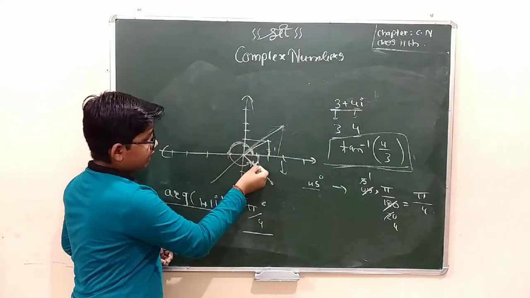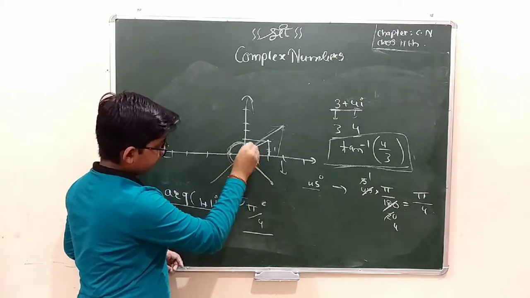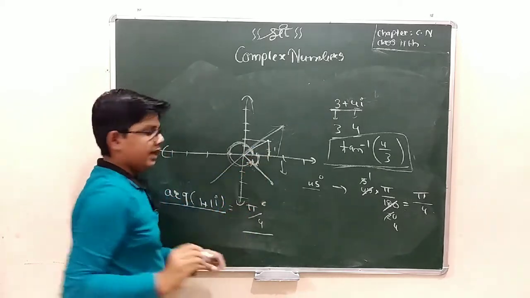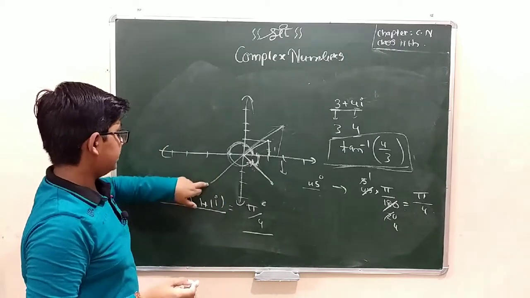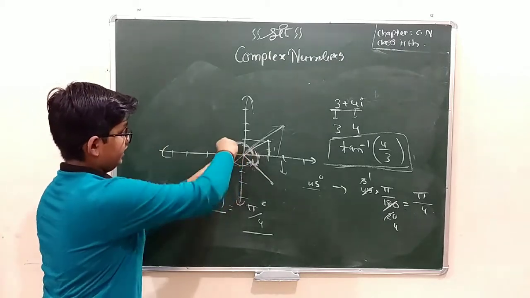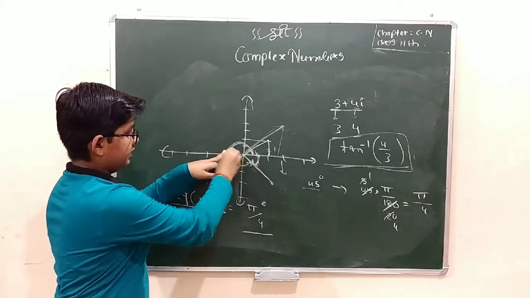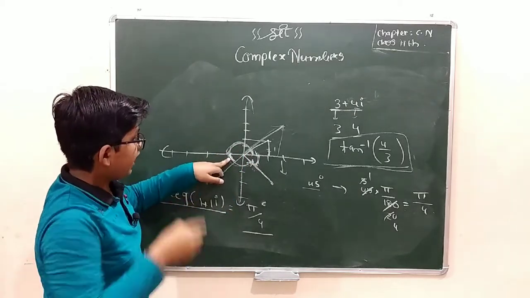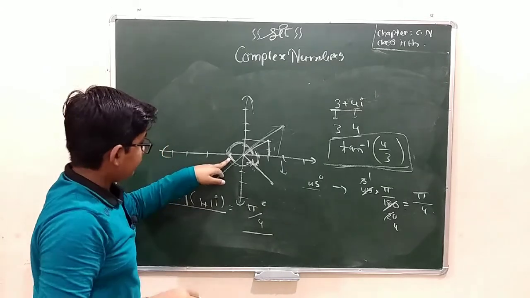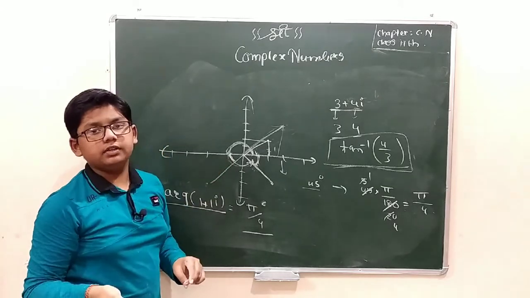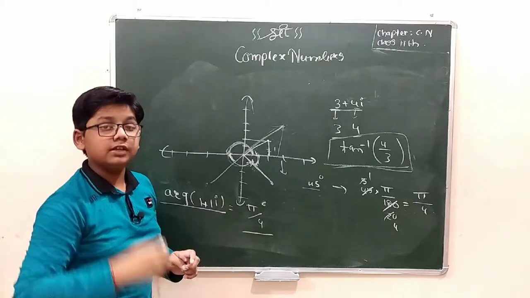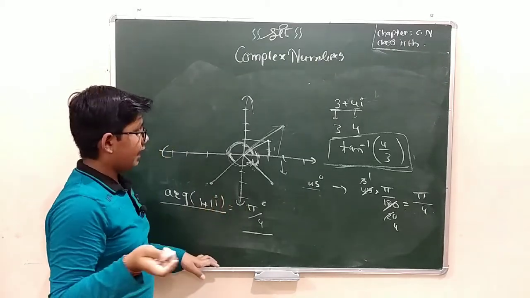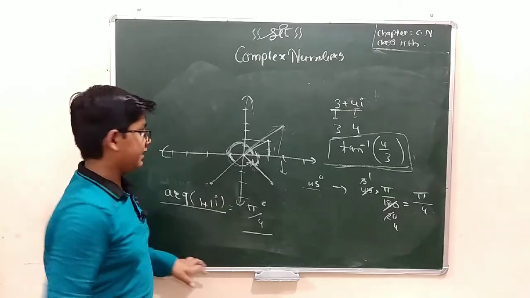That's why when it is lying in the fourth quadrant, substitute the negative of this angle. What if it is lying in the third quadrant? Then add pi to this angle. What will this angle be? This angle will be the argument, by which we can find the argument of any complex number, using the Argand plane also.